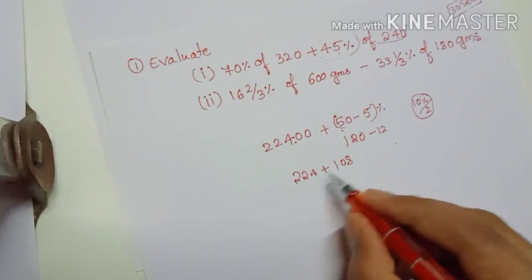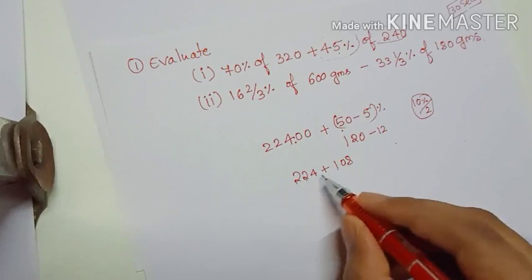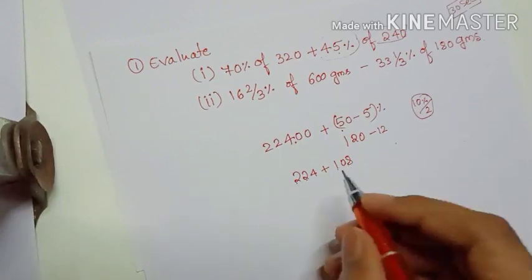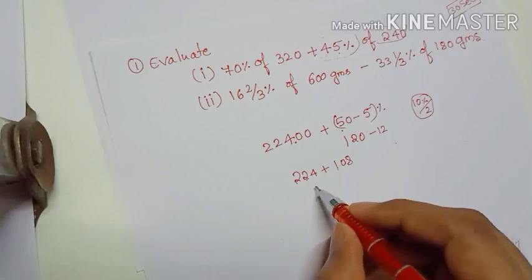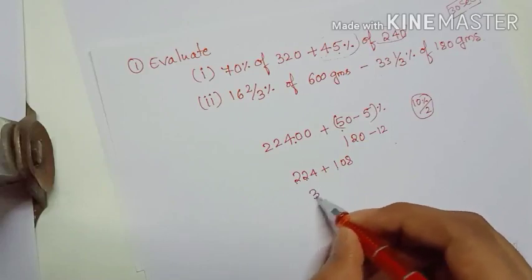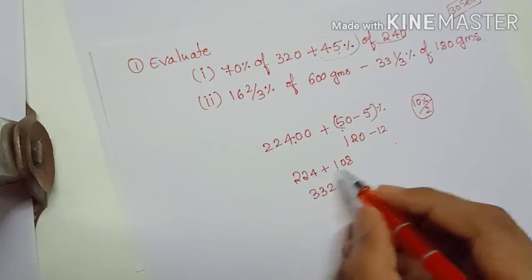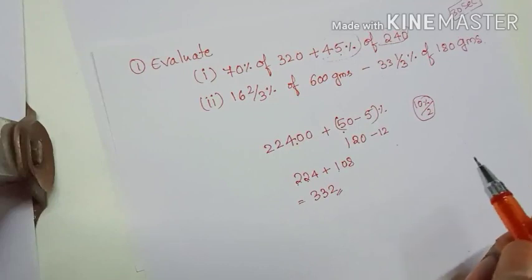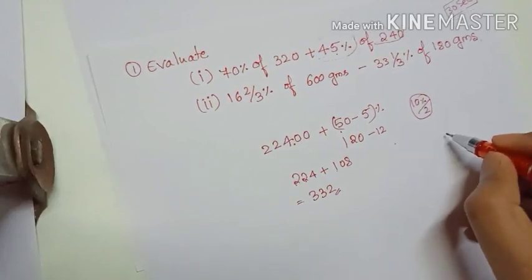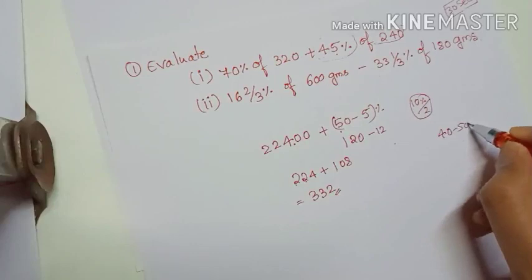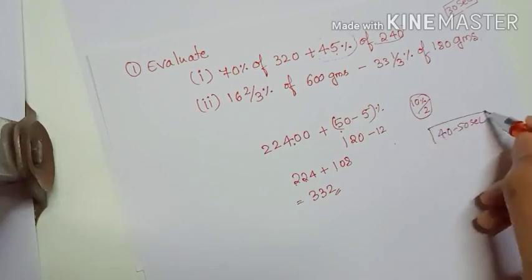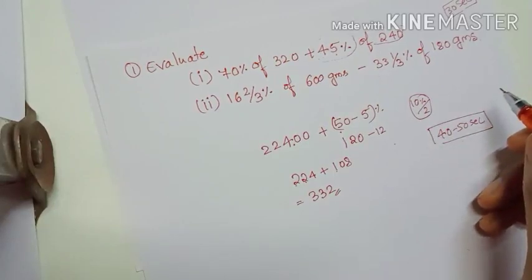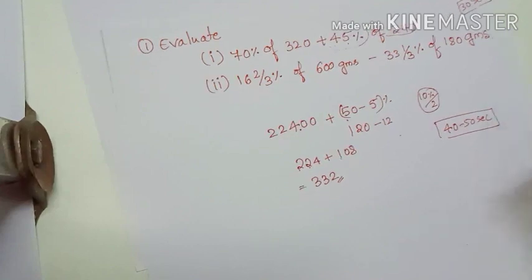So 224 plus 108: 324 plus 8, 332. Yes, 332. So this will be the answer. So I took more than 30 seconds. I think I would have taken 40 to 50 seconds, because I am explaining the problem to you. If I had solved it by one means, I think I wouldn't cross 10 seconds.